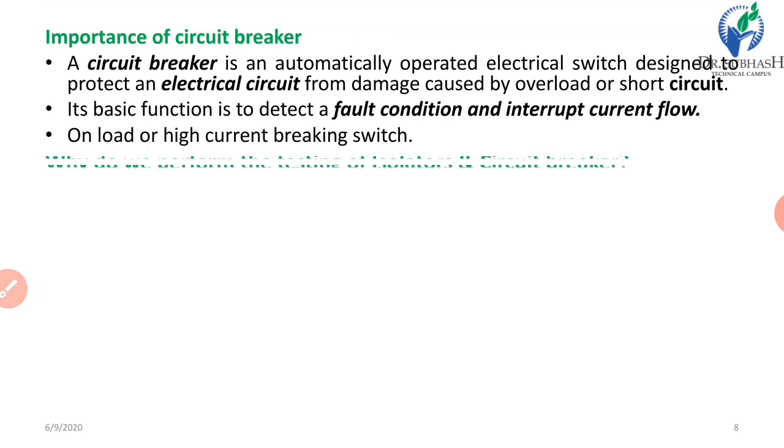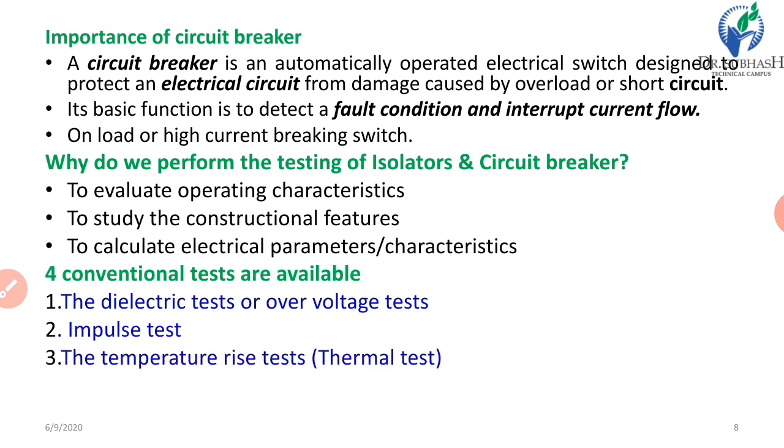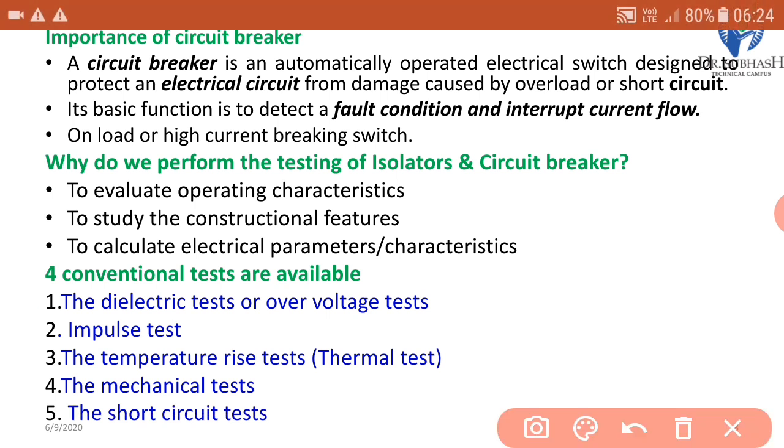Now, the importance of the circuit breaker. A circuit breaker is an automatically operated electrical switch designed to protect an electrical circuit from damage caused by an overload or short circuit. Okay, so one important point is that it is automatically operated. A circuit breaker is always automatically operated.